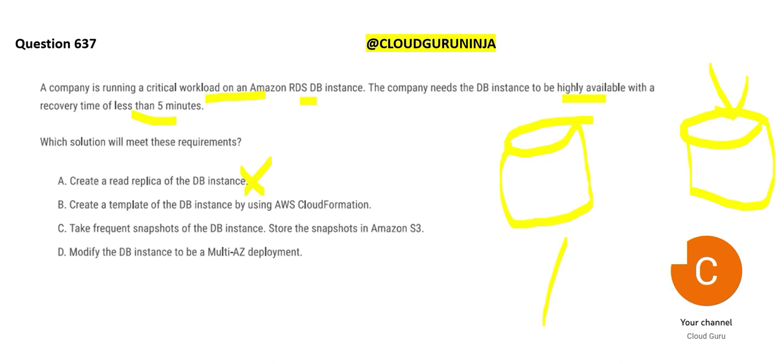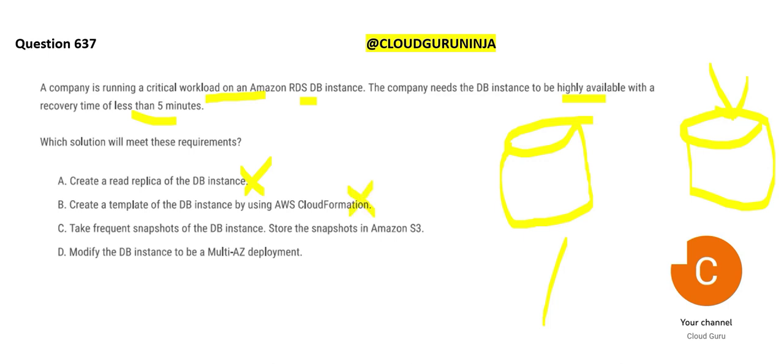B says, I will create a template of the DB instance using CloudFormation. See, CloudFormation is infrastructure as code. The question is not talking about having trouble creating consistent infrastructure. Infrastructure as code means you write code once and it will create RDS instances multiple times with exactly the same configuration. There will be no manual error. But this problem statement is not linked with CloudFormation and infrastructure as code. So this is a misfit.